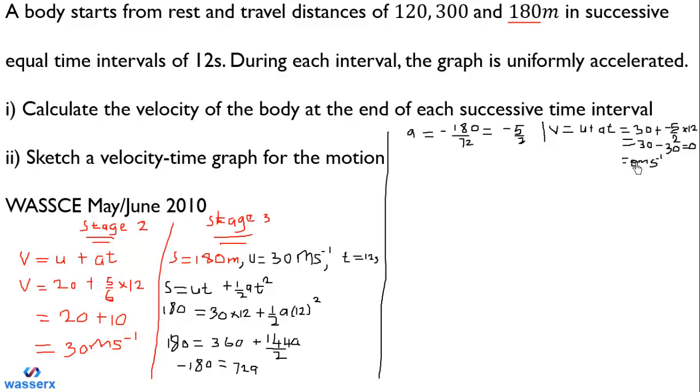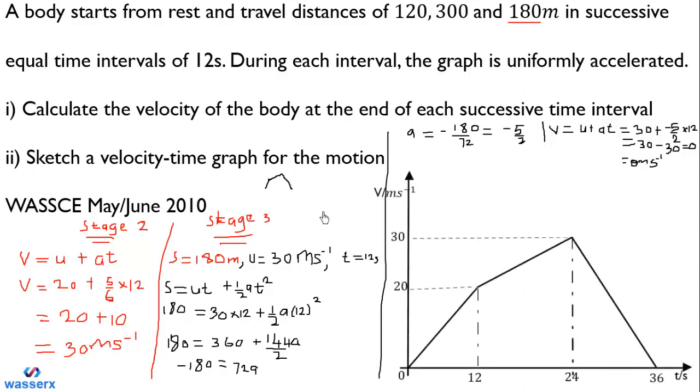So we've seen how the graph is going to look like. From the first stage, the graph went up, the slope was up, then it went up again for the second stage, then for the final stage it came back to rest. Hence, this is how the velocity time graph for the motion will look like.